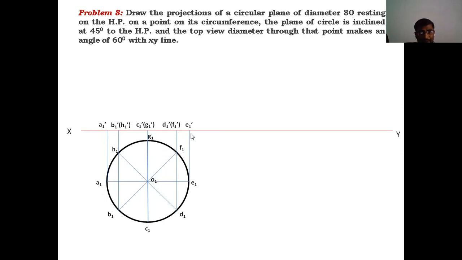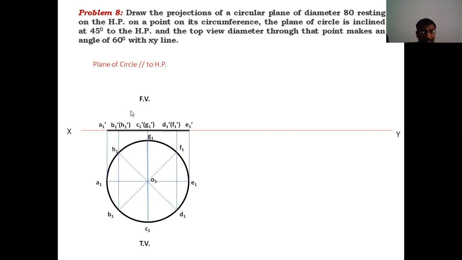After getting the front view points, join all the points with a thick pencil. We will get the front view of the circle. The front view of the circle is a line. Dear students, this is the front view of the circle, which is a line. Front view on top. Top view is the circle, front view is the line.